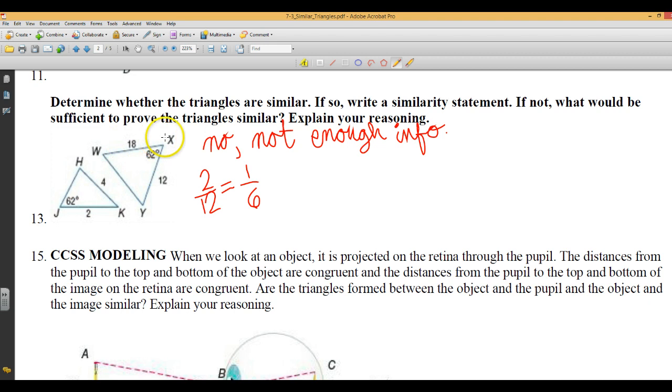So then we have this side, but we're missing this side right here. So we also want that to be a ratio of 1/6. So a sixth of 18, 18 divided by 6 would be 3. So if this side is 3, then its corresponding side is 18. That also simplifies to 1/6.